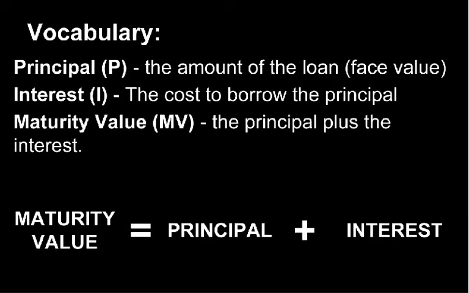Interest, on the other hand, is the cost to borrow the principal. So how much is the bank charging you for you to use their money? And then maturity value is the principal plus the interest, and that is how much you end up paying back to the bank when the loan is finished. And so you can see in this equation at the bottom, maturity value is equal to principal plus interest.